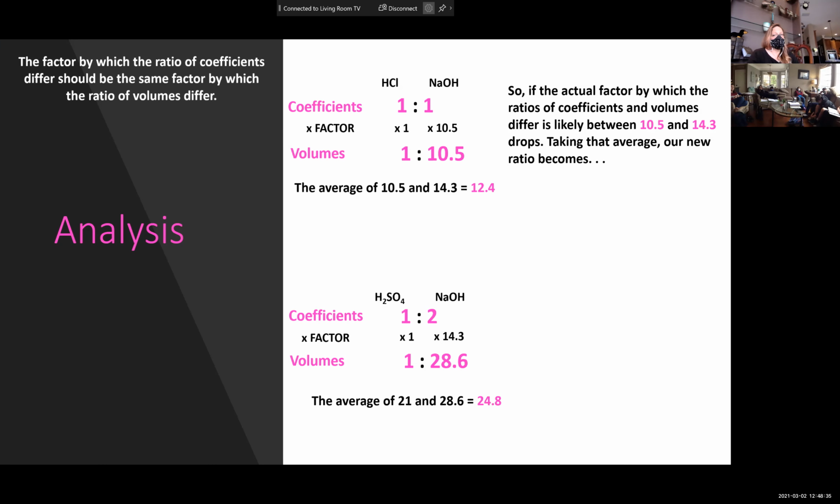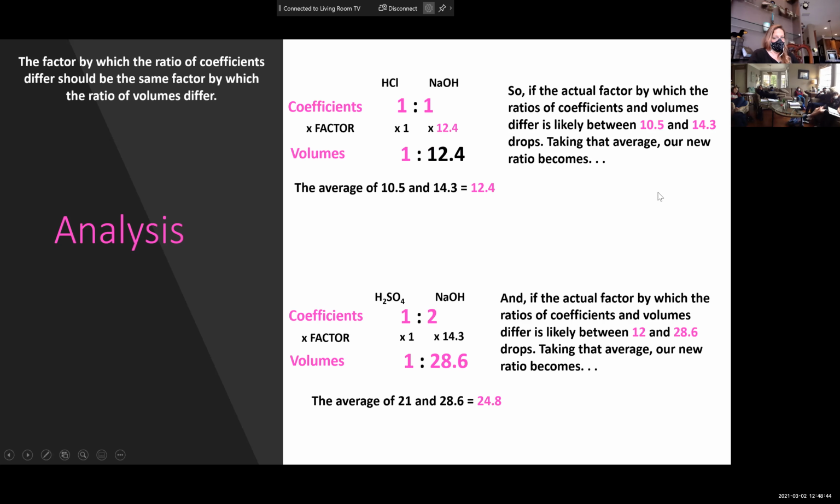So if the factor by which the coefficients and volumes differ is likely between 10.4 and 14.5, your new average is 12.4. So to get a reaction for every 1 milliliter of acid, it takes 12.4 drops of NaOH for the reaction to occur.